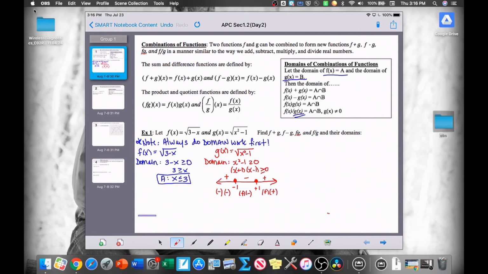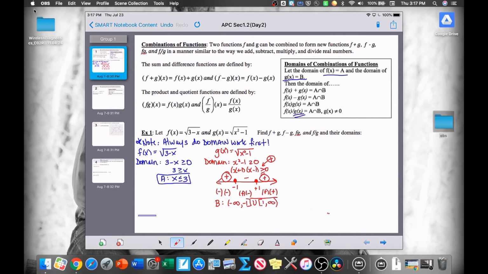Now, if we're looking for values that make this inequality greater than or equal to 0, right here, we are looking for the positive regions. So that tells us that B, our domain of g of x, is going to be from negative infinity up to and including negative 1, union positive 1 up to infinity.